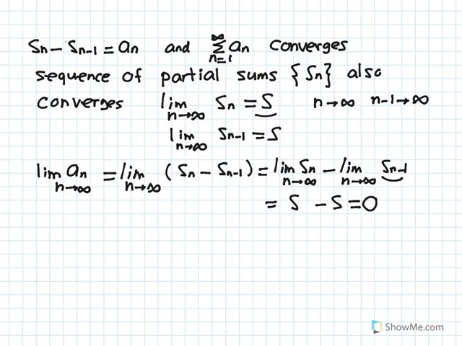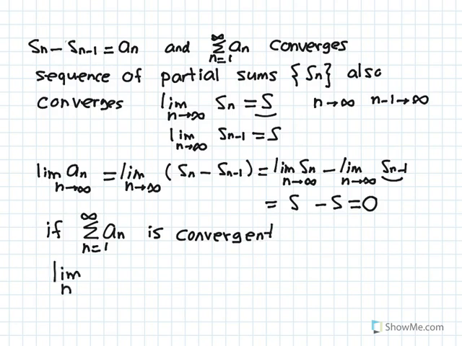So we have proven that if summation an, n goes from 1 to infinity, is convergent, if this infinite series is convergent, then the limit as n goes to infinity of an is equal to 0.